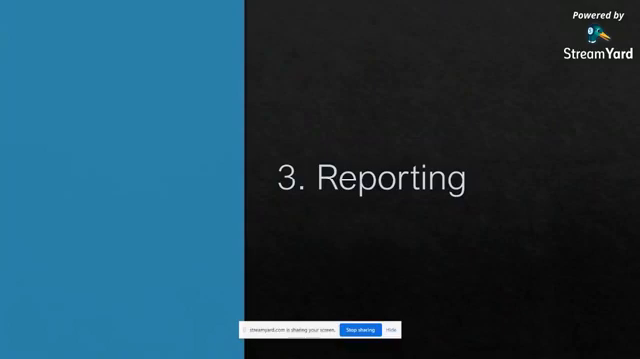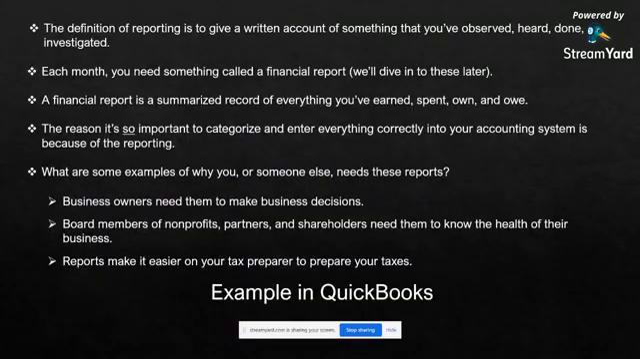Okay, and the final step is reporting. And the definition of reporting is to give a written account of something that you've observed, heard, done, or investigated. Technically, everything that you have done, you have investigated it all. Each month, you need something called a financial report. We'll dive into these a little bit later. A financial report, and we're just touching base on this, is a summarized record of everything you've earned, spent, own, and owe.